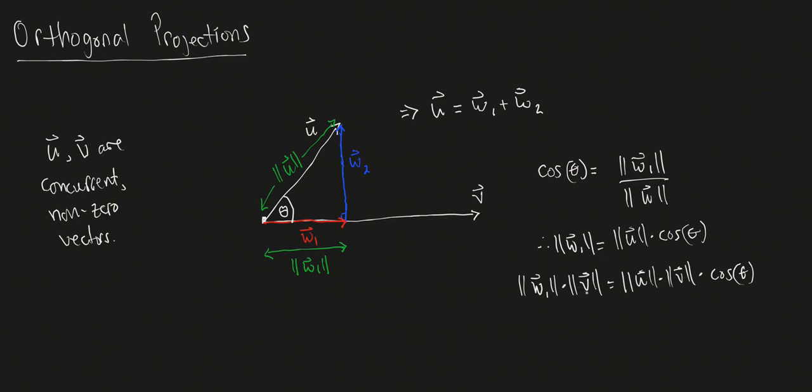Now, why did I do this? Because now I know what this represents. This represents the dot product of u and v. So I could say this: the magnitude of w1 times the magnitude of v is equal to the dot product of u and v.